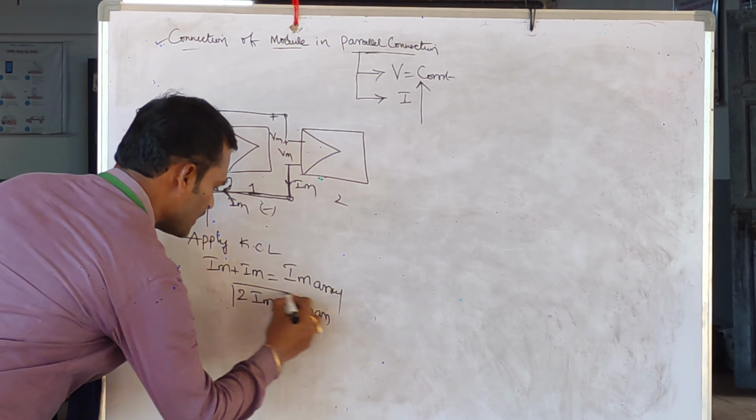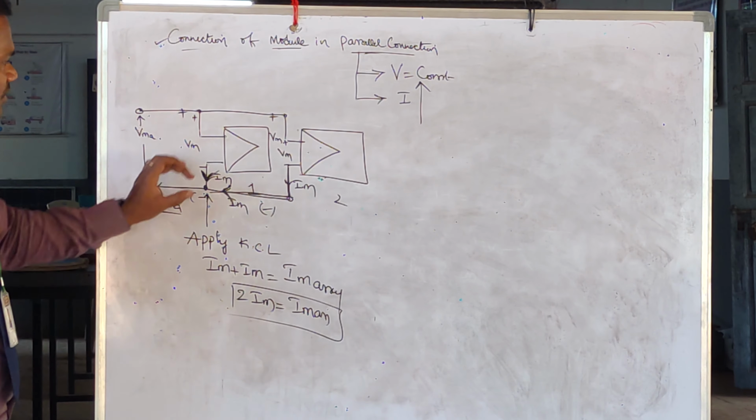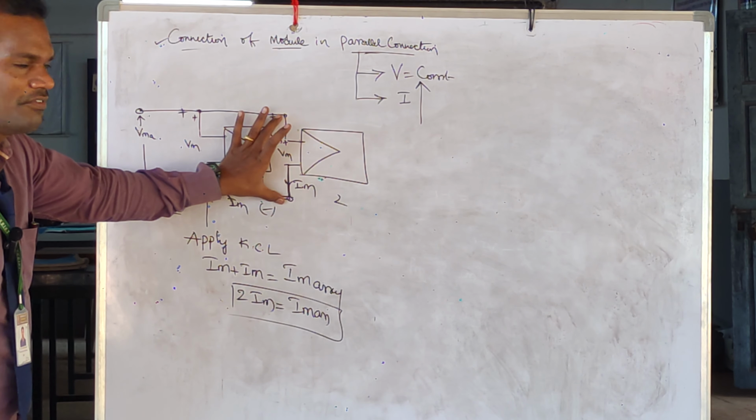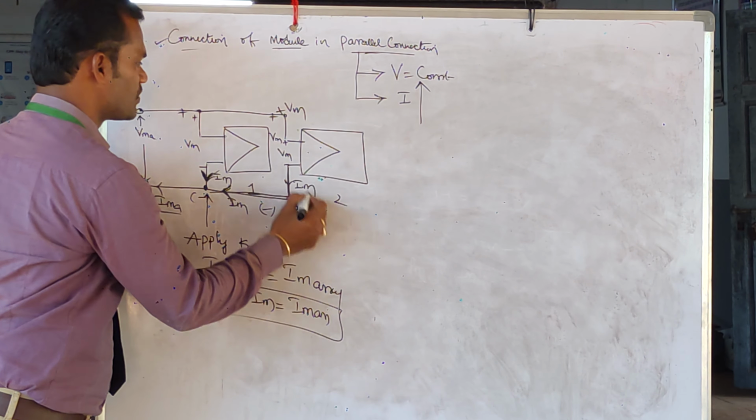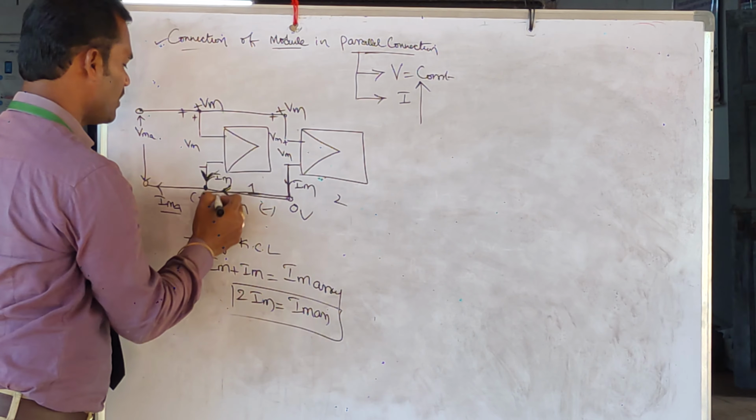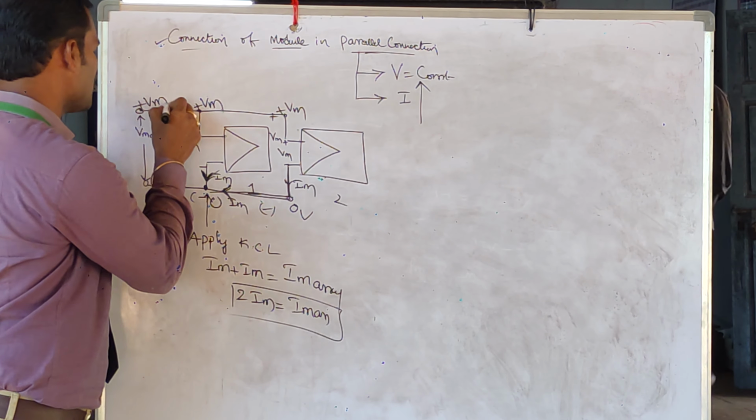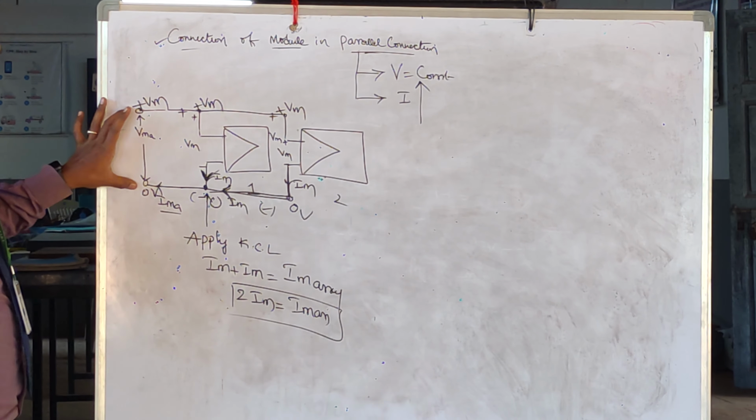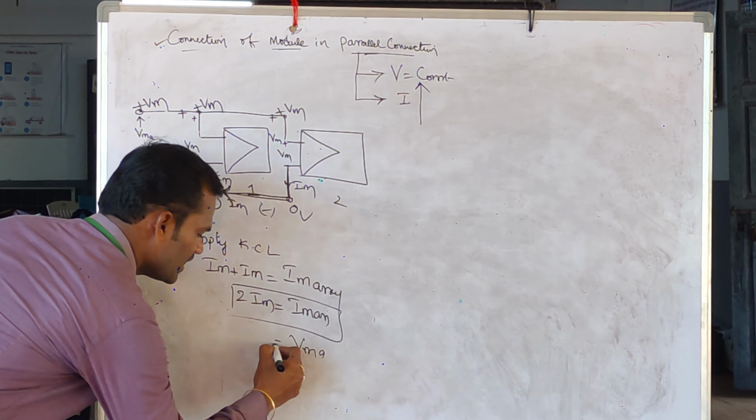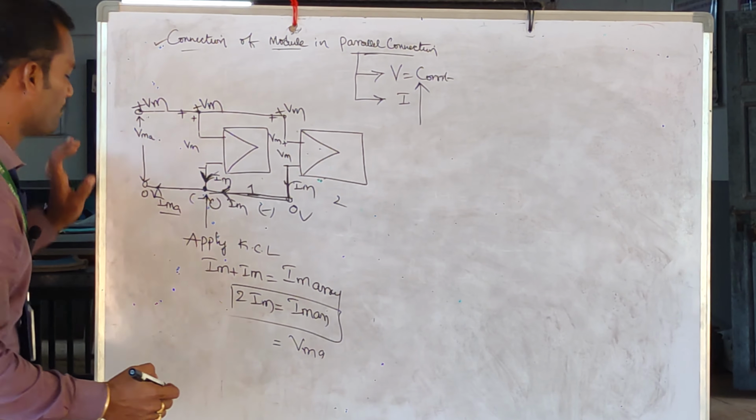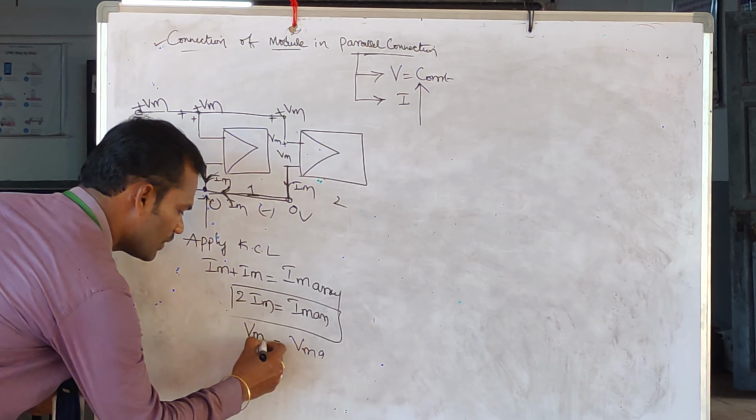That is 2 into Im. And you can see here the voltage at the panel is Vm. The same, what is the voltage at this point? Vm and 0 volts. What is the voltage at this point? Vm and 0 volts. What is the resultant voltage of the array? Vma. Therefore, the maximum voltage of the array is Vm, which is equal to that of an individual panel.